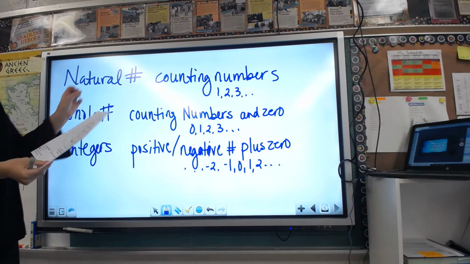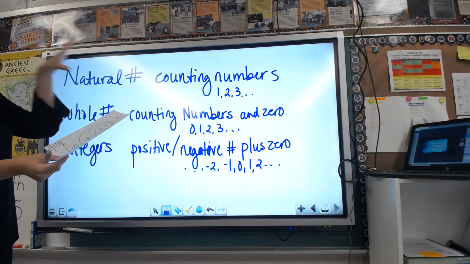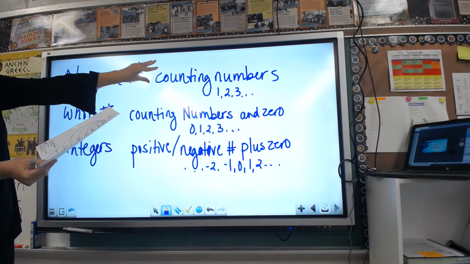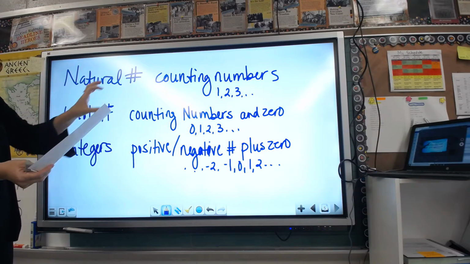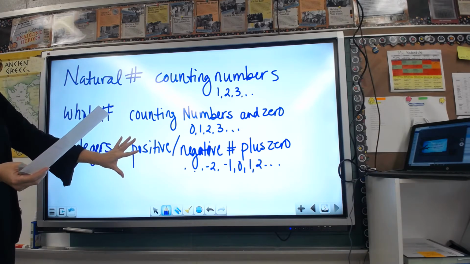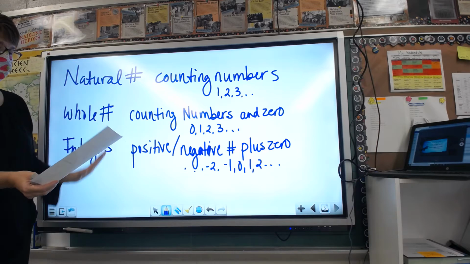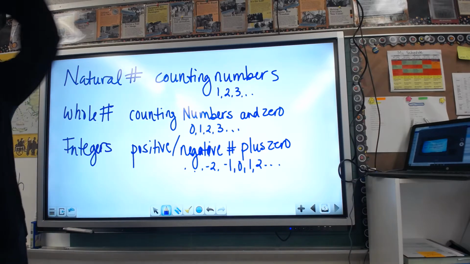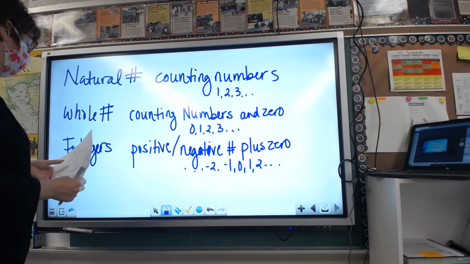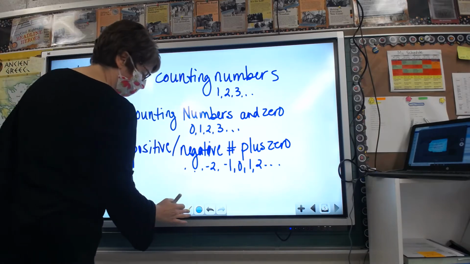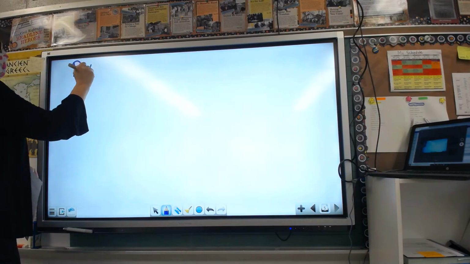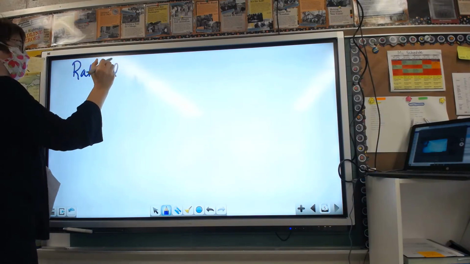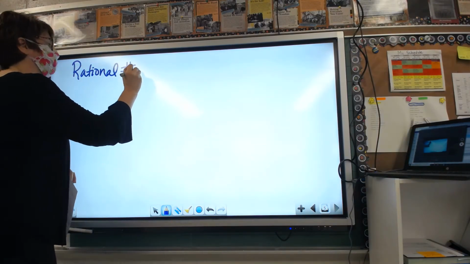And if you notice, the circles are getting bigger. The ovals are getting bigger. So natural numbers is a little bit smaller than whole numbers because I added 0. Integers are all of those numbers plus negatives. Now I'm at rational numbers. It's the biggest scoop on the ice cream cone. I'm going to clear this. And this is what our lesson is about, rational and irrational numbers.